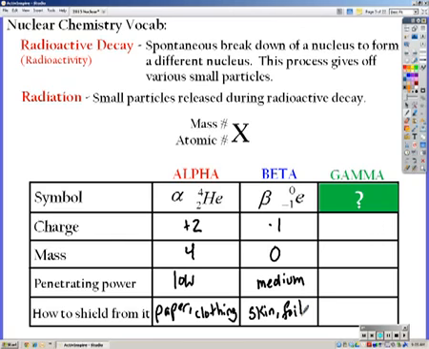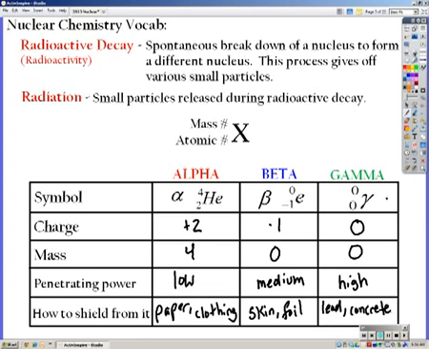Gamma can be represented by the Greek symbol gamma, or sometimes you'll see it 0 0 gamma, because gamma is pure energy. So it doesn't have a mass and it doesn't have a charge. It's just a photon. It has the highest penetrating power, and you can only stop it with lead or concrete, or a combination of the two, and it usually has to be rather thick.